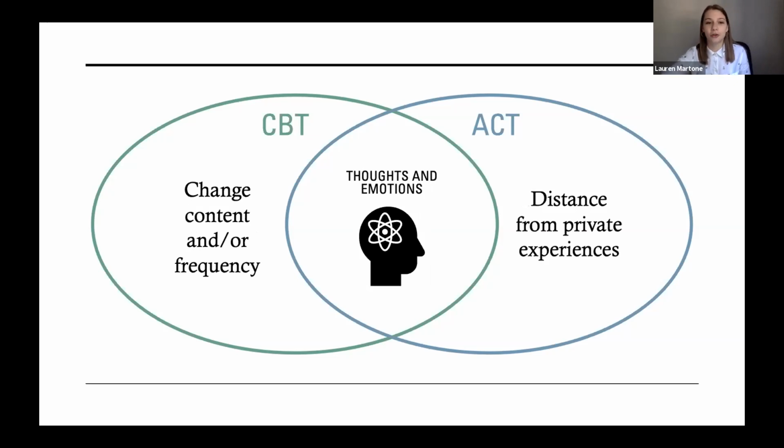So next we have the role of private events. Of course, both thoughts and emotions are important to both therapies. In CBT, again, it's more direct. You want to change the private events themselves.